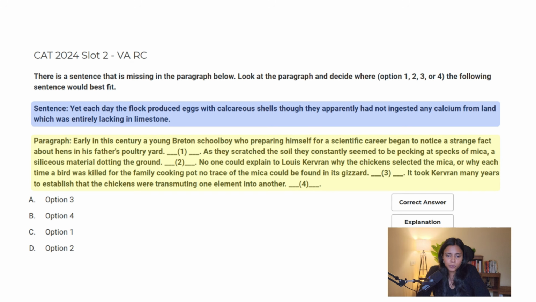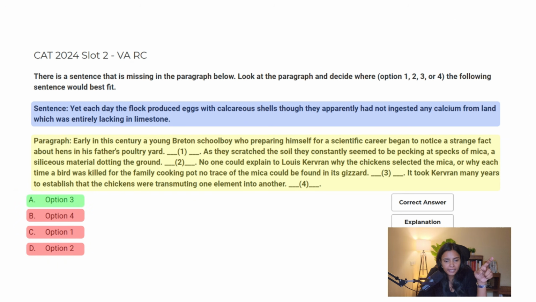No one could explain to Louis Kervran why the chickens selected the mica, or why each time a bird was killed for the family cooking pot, no trace of mica could be found in its gizzard. So here we have no one could explain. Let me read that option, the sentence that we have to add. Yet each day the flock produced eggs with calcareous shells, and then it goes on to say, yet it took Kervran many years to establish that the chickens were transmuting one element into another. Yet each day the flock produced eggs does not fit at 4 also. So most likely it is option 3.